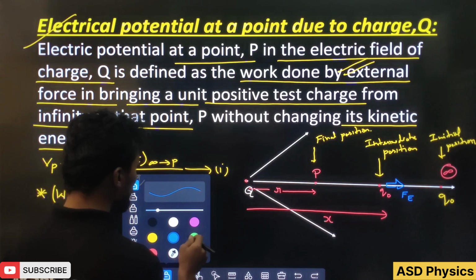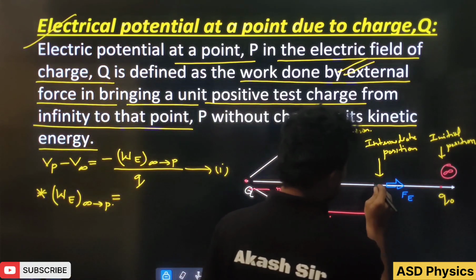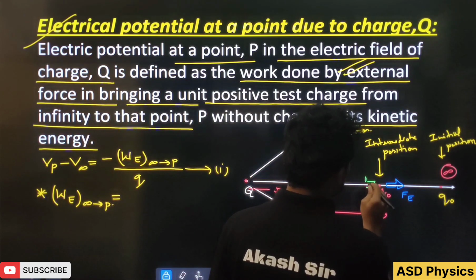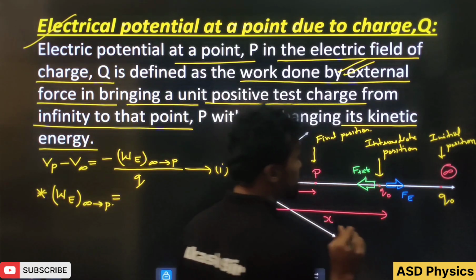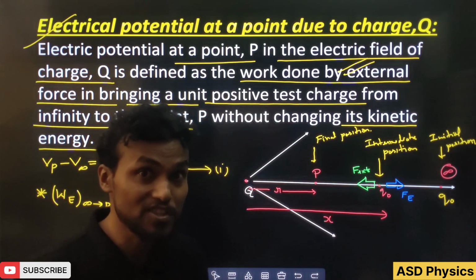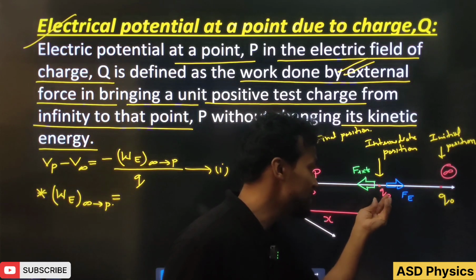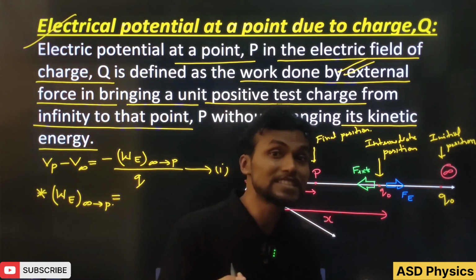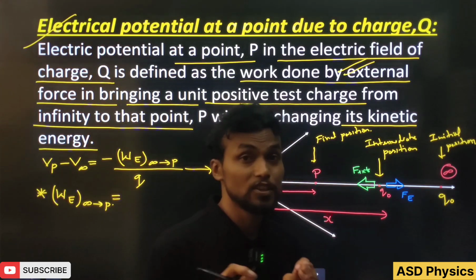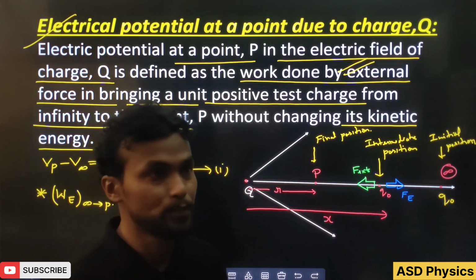That means what we have to do? We have to apply one external force in the opposite direction. Both these forces will be balanced, and according to Newton's first law of motion, when the forces are balanced, only then will this charge q naught move with uniform velocity or uniform speed, and only then will the kinetic energy not change. This basic is very, very important, okay students.